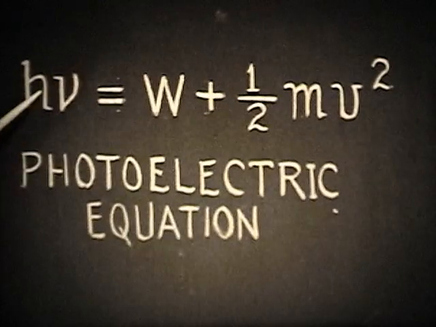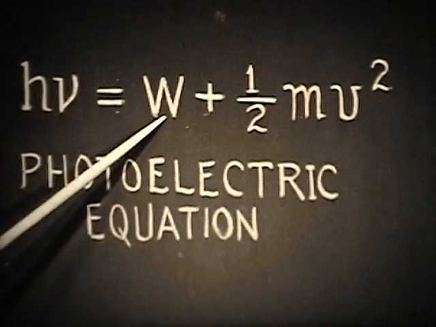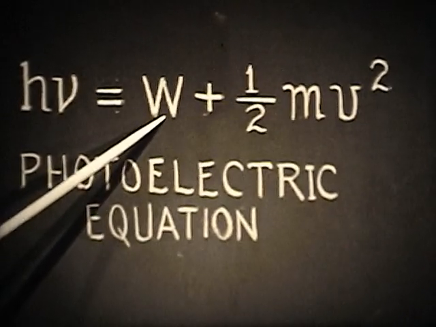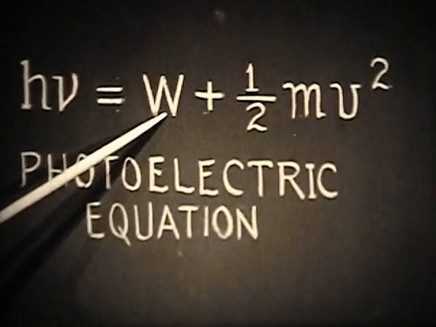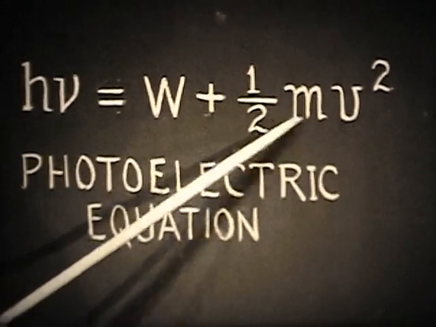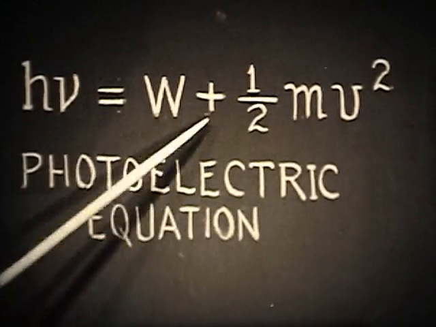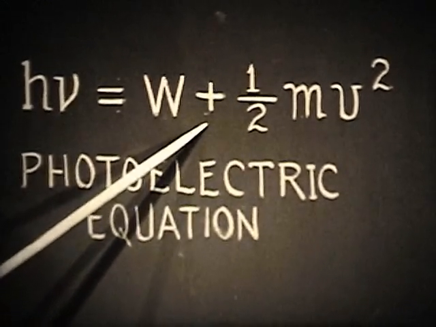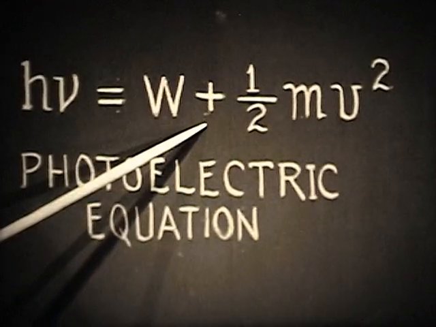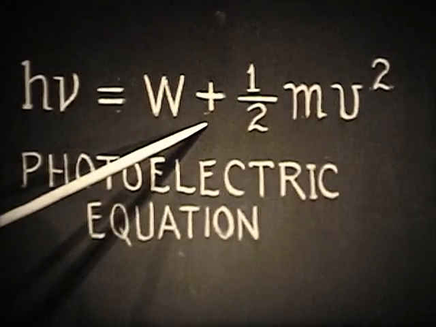So you have available h nu in the form of energy. Part of it gets the electron away, and the metal wants to hold on to its electrons. That's why it had it in the first place. And whatever is left over gives it kinetic energy, gives it velocity, if you please. This is called the photoelectric equation. It is a very important equation. Incidentally, it was for the writing down of this equation that Einstein was awarded the Nobel Prize.